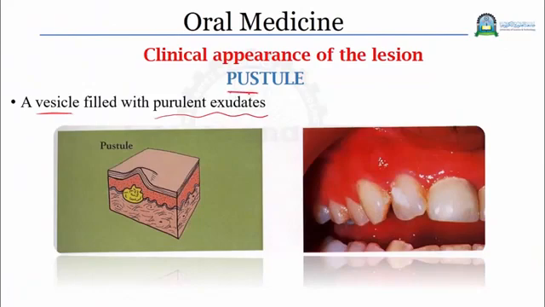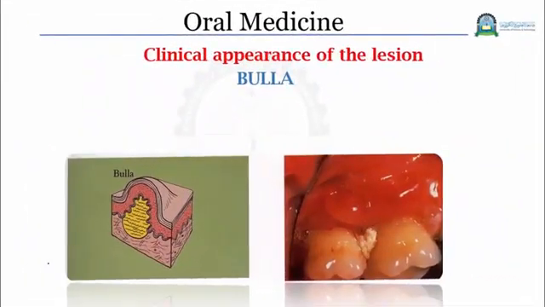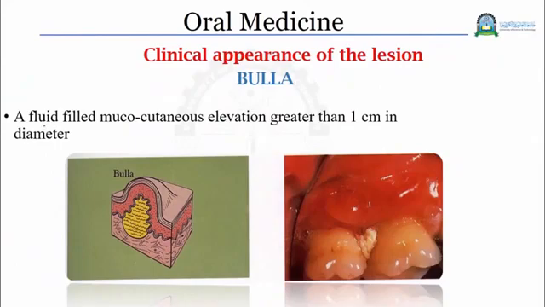Pustule means that there is pus, so the content of the lesion is pus, purulent exudate. Bullae are fluid-filled mucocutaneous elevations greater than 1 centimeter in diameter. This is the difference between vesicle and bullae: bullae are larger than vesicles. Both are fluid-filled, but the vesicle is smaller. The pustule is a lesion containing purulent exudate.